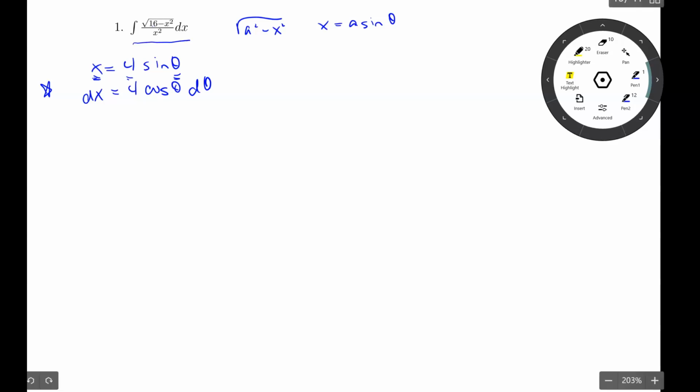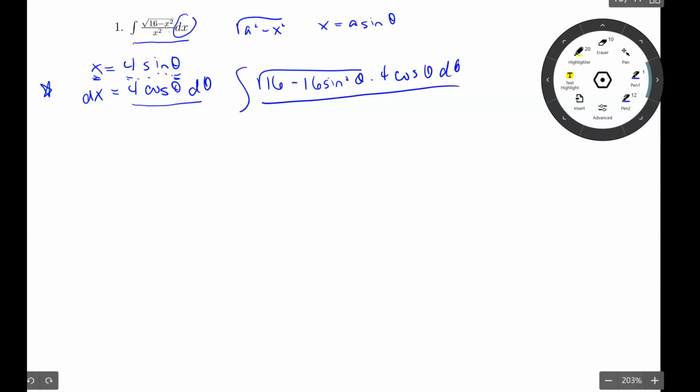Remember, this small integral is going to get huge when you substitute in the thetas. Inside the radical, I'll have 16 minus, and for x I'm putting this in, so I'm going to do the squaring: 16 sine squared theta. dx gets replaced with 4 cosine theta d theta. And on the denominator, I have x squared, so that's 16 sine squared theta.